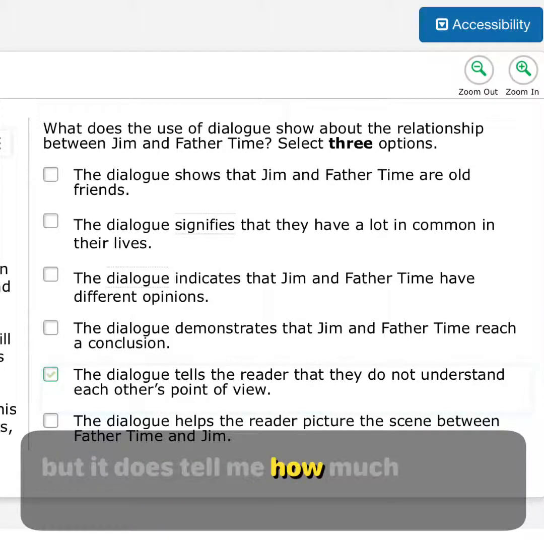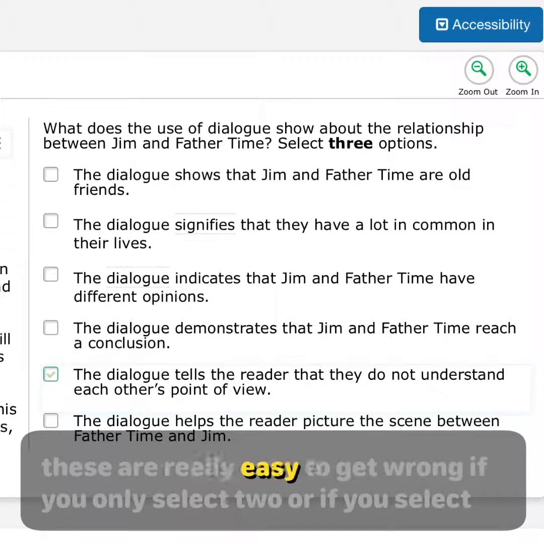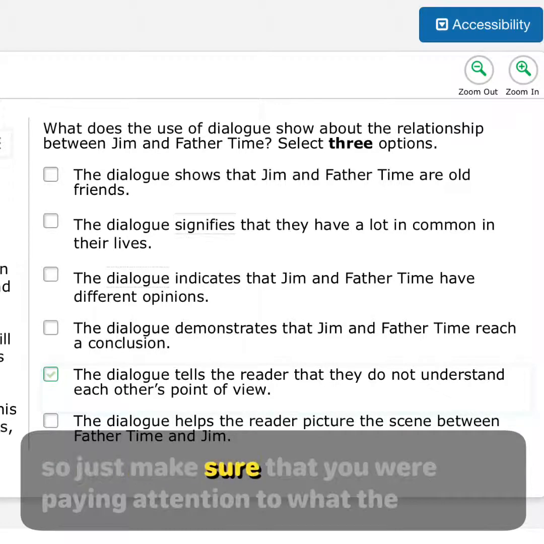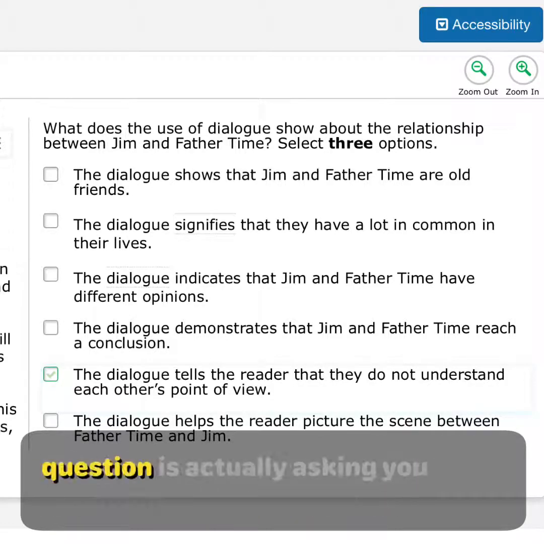But it does tell me how much. It says that I need to select three options. So these are really easy to get wrong if you only select two or if you select four. So just make sure that you are paying attention to what the question is actually asking you.